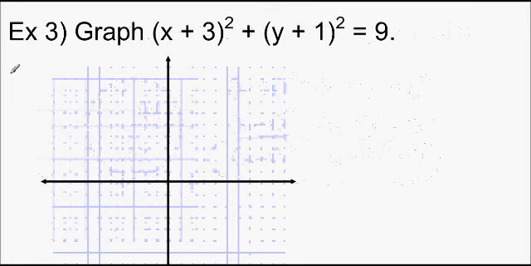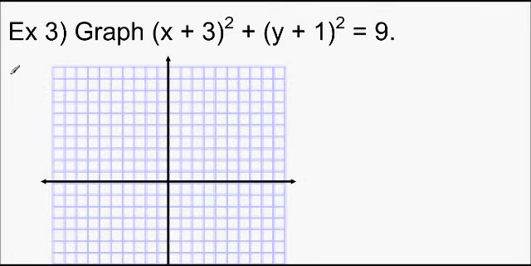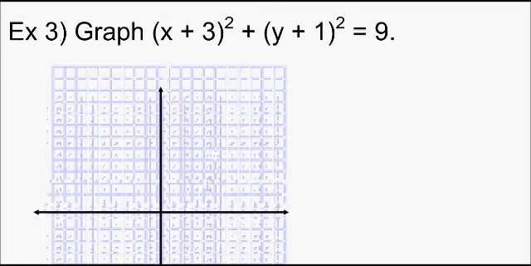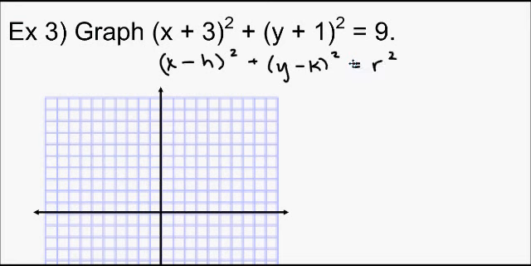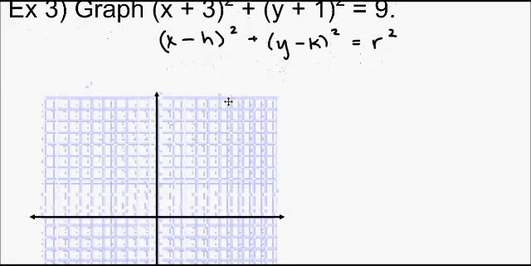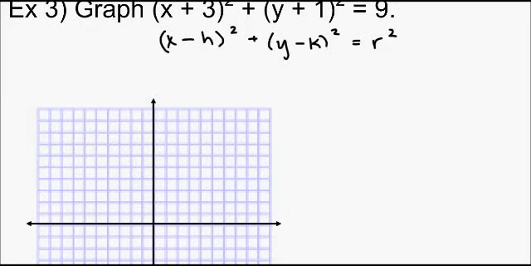Example 3, graph (x plus 3) squared plus (y plus 1) squared equals 9. Now we know that this is a circle. And I can even line up my equation under it: x minus h squared plus y minus k squared equals r squared. And we're going to do basically backwards of what we've been doing to figure out our information. So I want to figure out my center.